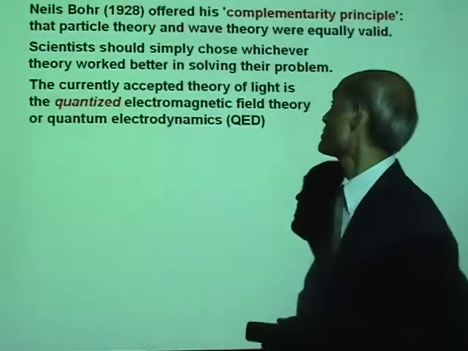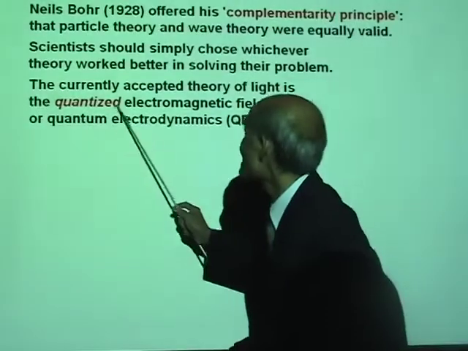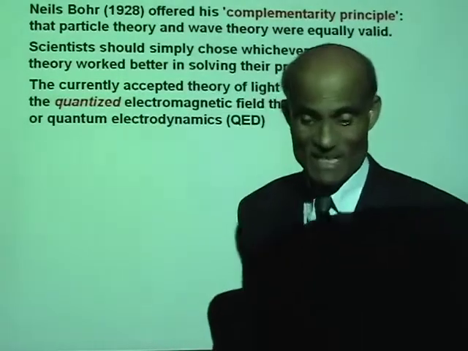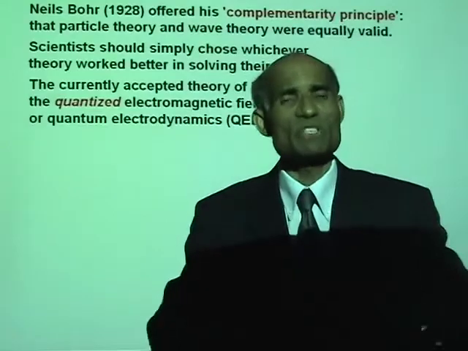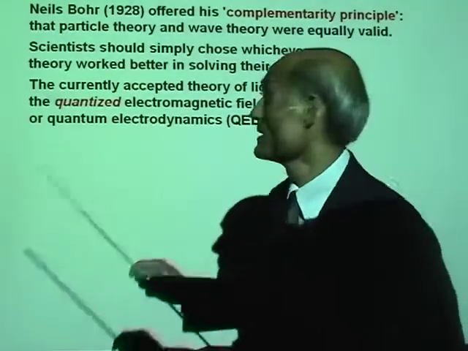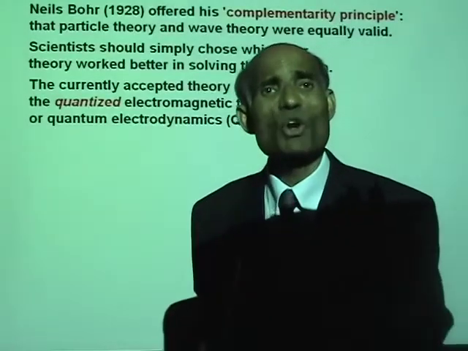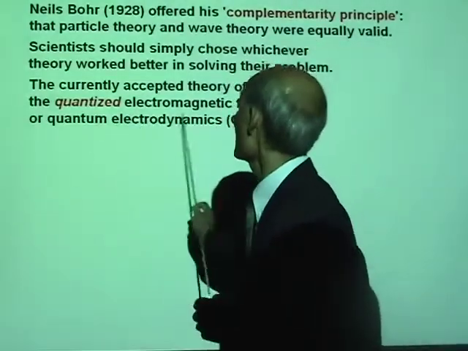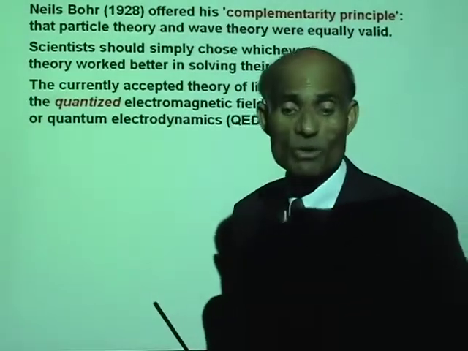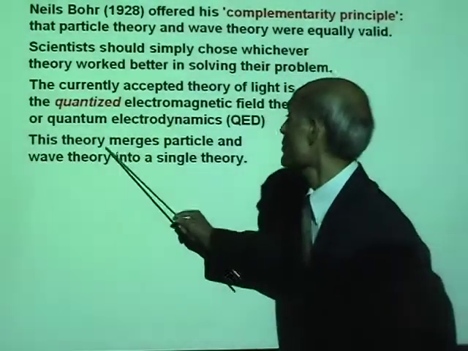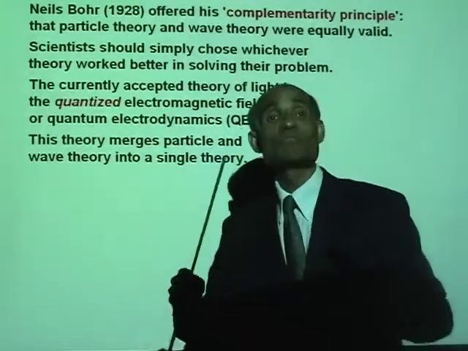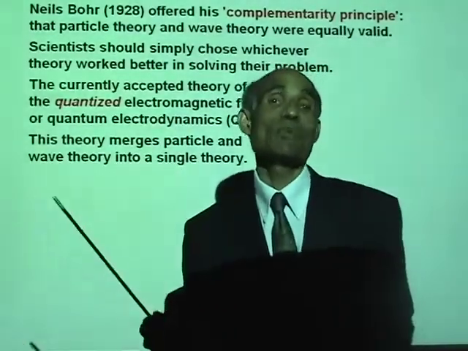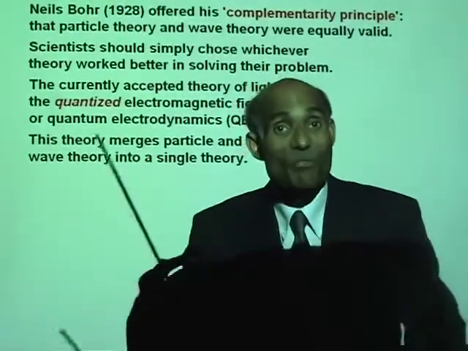Now, the currently accepted theory of light is the quantized electromagnetic field, or quantum electrodynamics. This theory was actually developed in the 1970s. Richard Feynman worked on this. Actually, Richard Feynman got his Nobel Prize, working on QED, quantum electrodynamics. He was a physicist at Caltech. This theory merges particle and wave theory into a single theory. There is no distinction between particle theory and wave theory. All particles have wave nature.